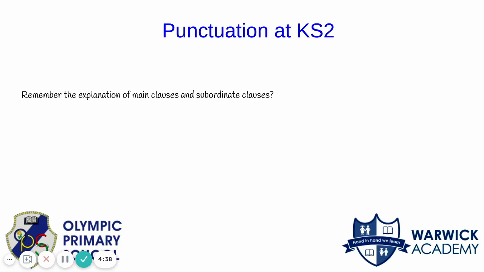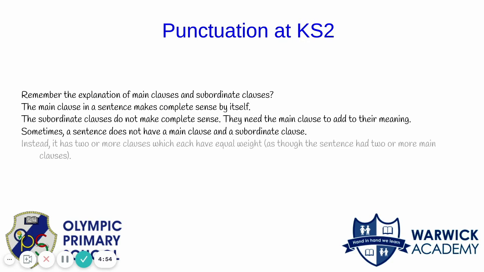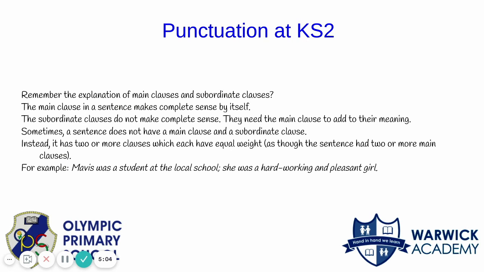Remember the explanation of main clauses and subordinate clauses. The main clause in a sentence makes complete sense by itself. The subordinate clauses do not make complete sense. Now, sometimes a sentence does not have a main clause and a subordinate clause. Instead, it has two or more clauses which have equal weight, the same as if they had two or more main clauses. For example, Mavis was a student at the local school. She was a hard-working and pleasant girl. Both sentences would stand up on their own. They would both make sense. So we separate those with a semicolon.